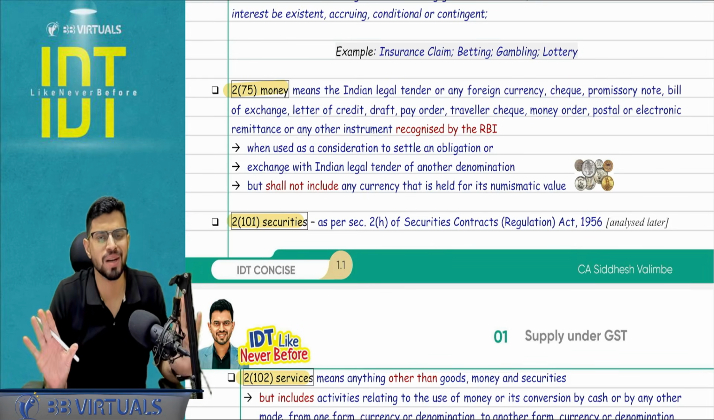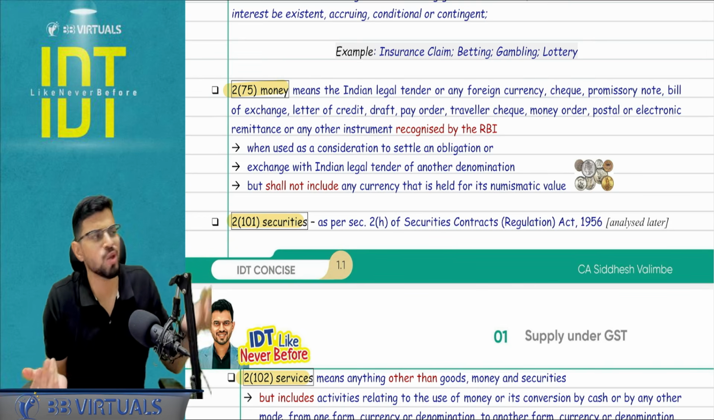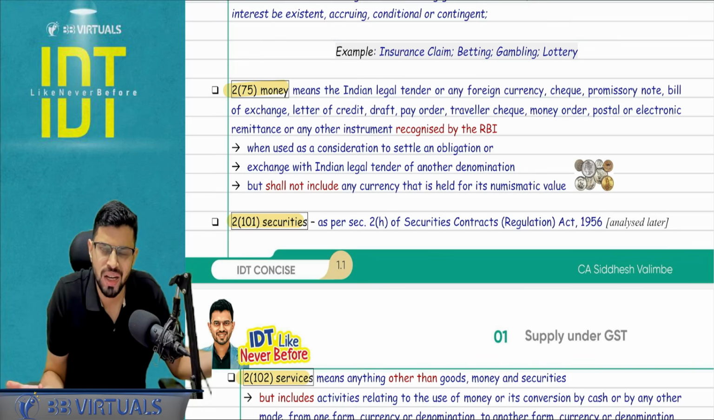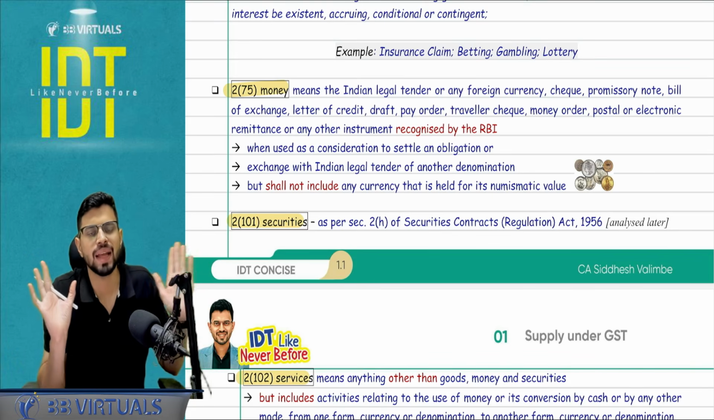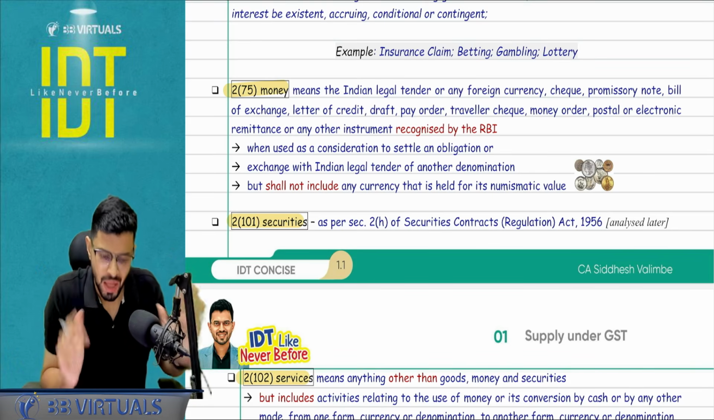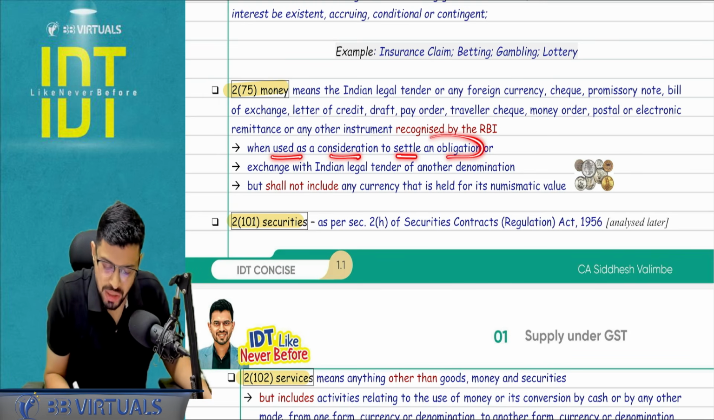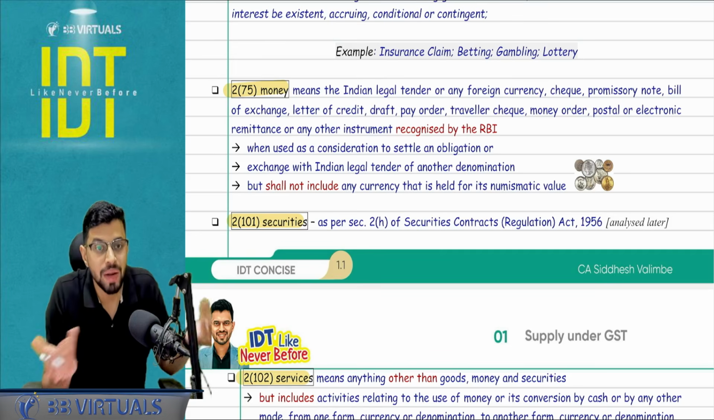Sir, we understood it. Money means money that you pay in any form whatsoever recognized by the RBI, that is our institution in India, when used as a consideration to settle an obligation. That is your medium of exchange.